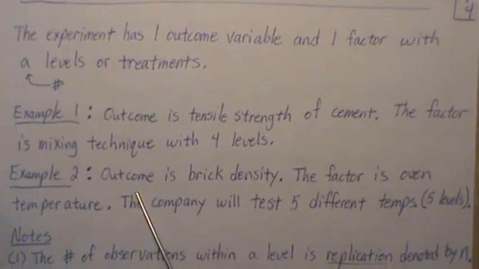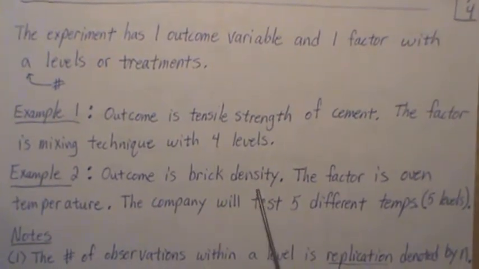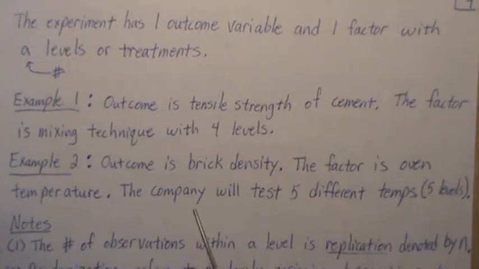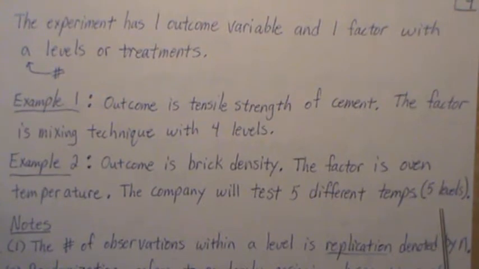Another quick example is outcome is brick density. The factor is oven temperature, and the company will test 5 different temperatures. So that means 5 levels or 5 treatment groups.